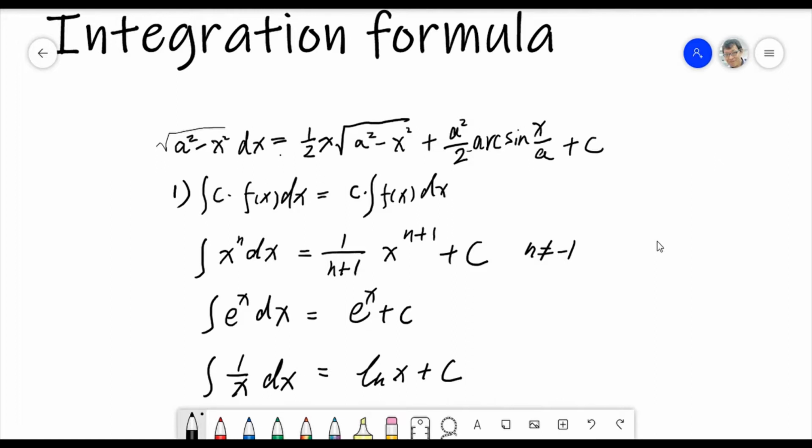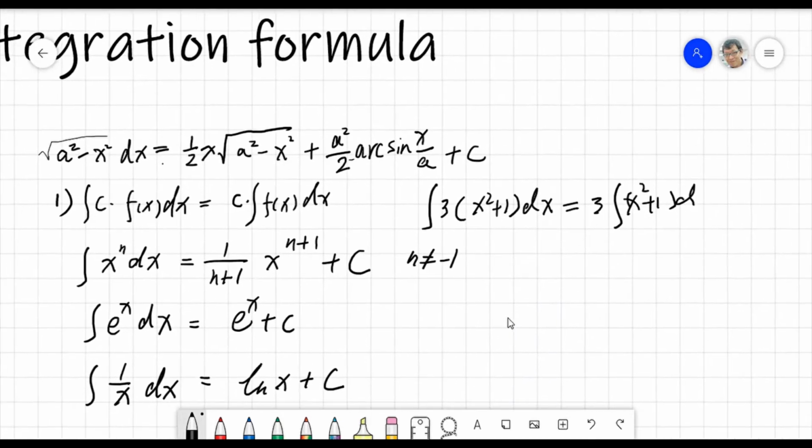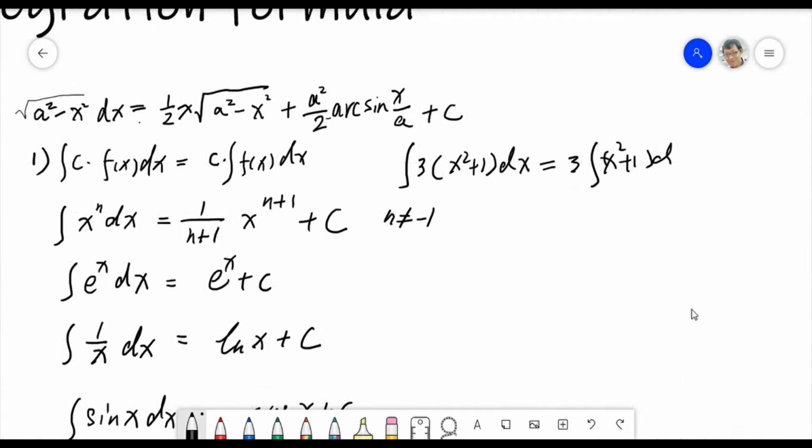What does that mean? If I give an example, integral of 3 times (x squared plus 1) dx. So f(x) is equal to x squared plus 1, and we can take the 3 out, leaving the integral of x squared plus 1. Let me move to the right side down. Please expect that when I give explanation and demonstration, many will move very far to the right side.